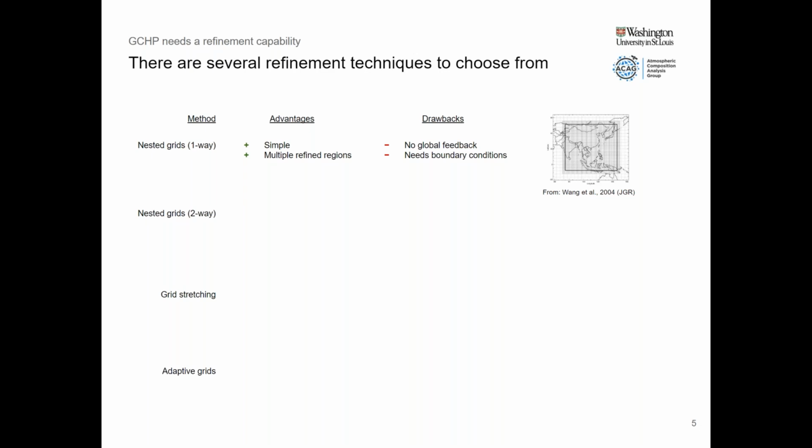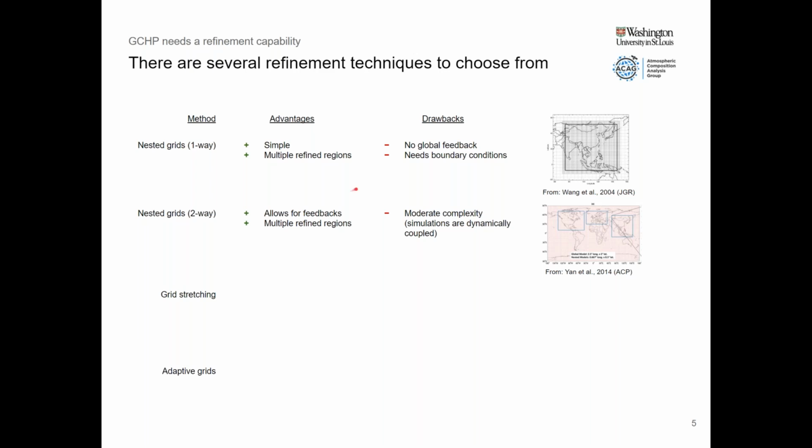And so that's answered by two-way nesting, where you're running all of these regional or multiple regional simulations, and then you're dynamically coupling that to a coarser global simulation. And so this has been shown to be really effective for simulations of things like ozone and carbon monoxide, where long-range intercontinental transport is a much more important factor. And so this is a really nice technique. Probably the main drawback is that there is a moderate level of technical complexity because you do need to have some sort of code or infrastructure to facilitate that dynamic coupling.